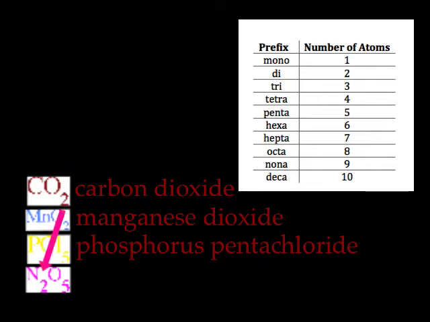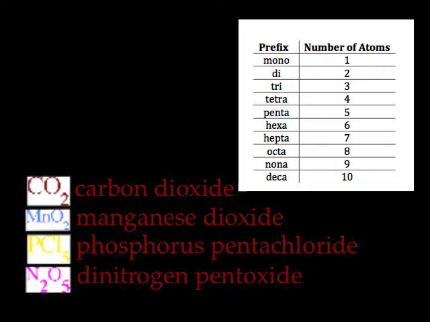The last one here, N2O5. Dinitrogen pentoxide. We drop the A in the penta because oxide starts with an O. Dinitrogen pentoxide.